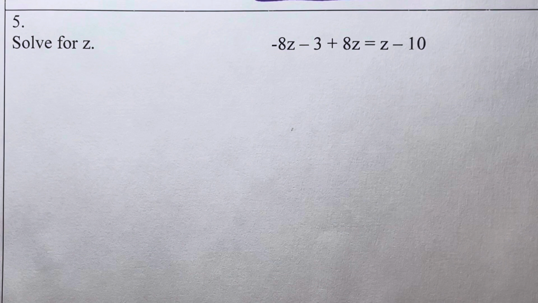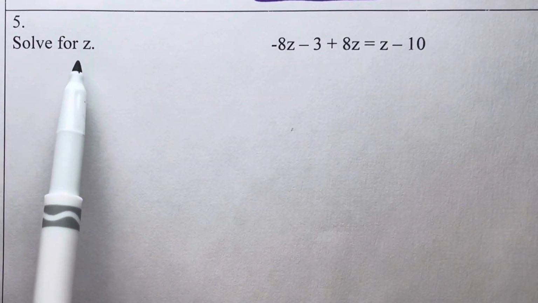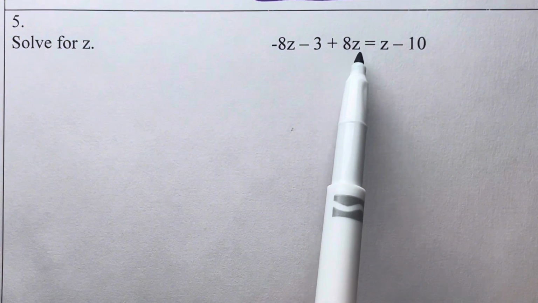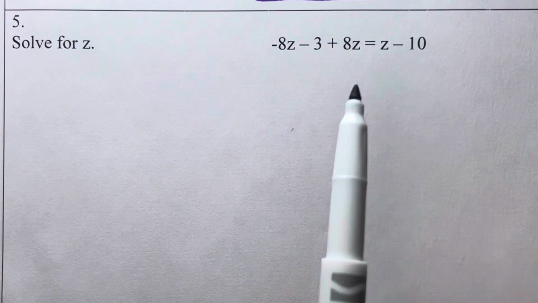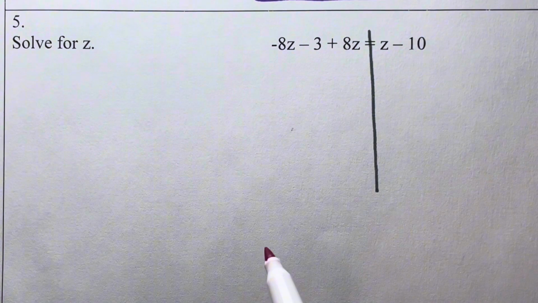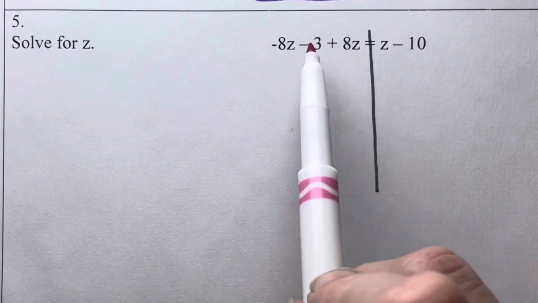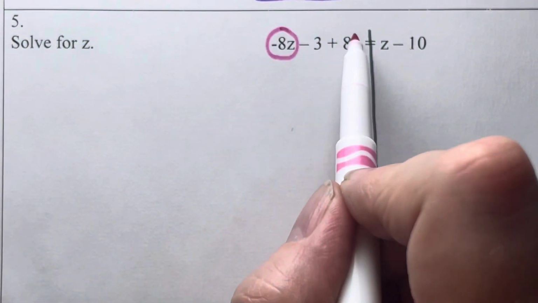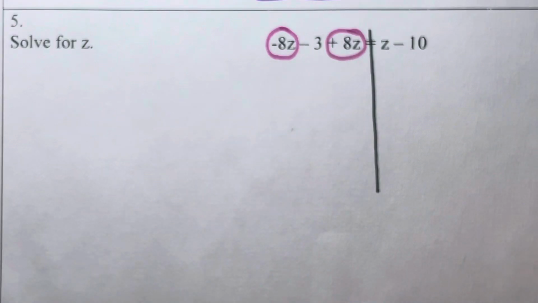For our 5th and final example, we're going to solve for z, where -8z minus 3 plus 8z is equal to z minus 10. Now this problem might look really scary to begin with, but truthfully, it doesn't have to be at all. Let's see. We learned in a previous lesson that when you have the same variable on the same side of the river, you should go ahead and combine them. And don't you know it? We definitely have them here on the left side of the river.